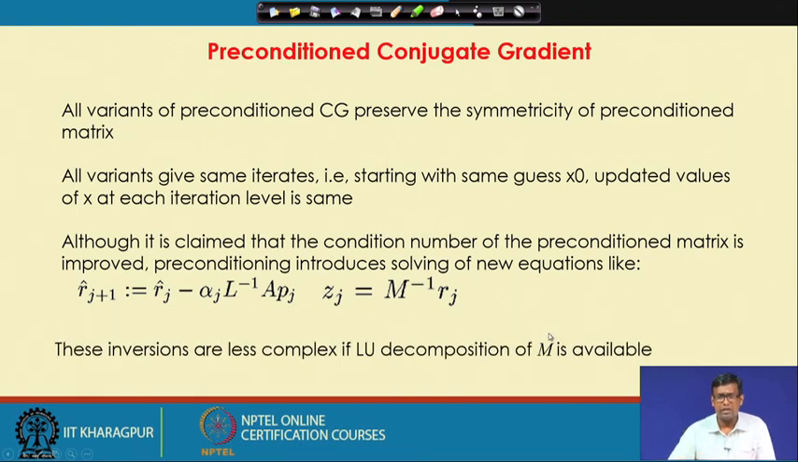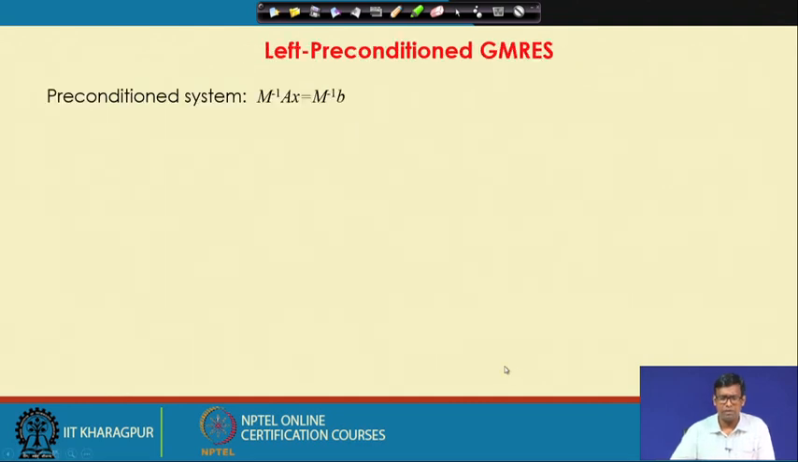So, these inverses are less complex if the LU decomposition of M is already available, then finding this inverse will be straightforward. So, we have to see how the LU inverse of M is available, but before doing that, in the next session we will look into how preconditioning of GMRES is obtained.